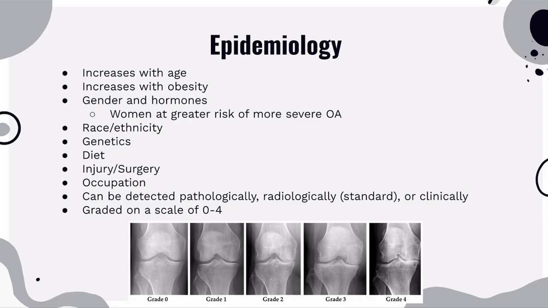Gender and hormones play a role as well, with women more likely to develop OA with greater severity, and this occurs generally after menopause. Race and ethnicity, genetics, diet, previous injury and surgery, and occupation are also all factors that can lead to the development of OA in a specific population. OA can be detected pathologically, radiologically, which is the standard, or clinically, and this disease is graded on a scale of 0 to 4.